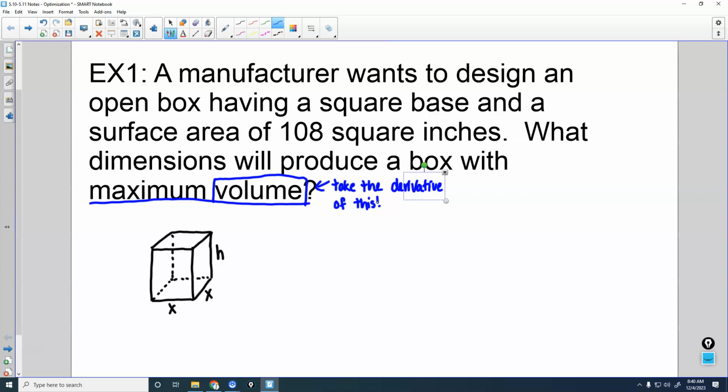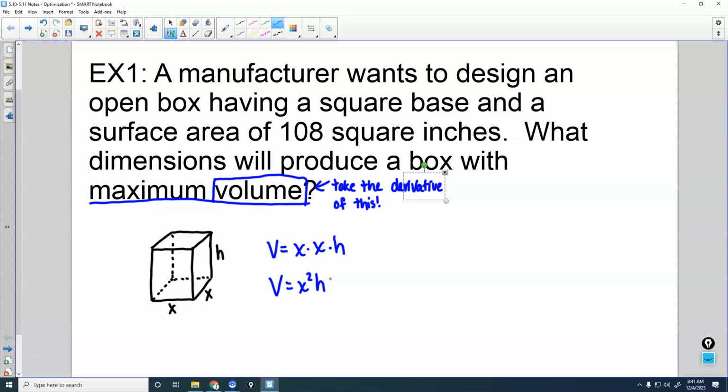However, the volume of this is very simple, right? It is x times x times h, or if I want, I can write it as x squared times h. Volume is just length times width times height. It's a very simple formula, but it is not a simple derivative because you have an x squared and an h, and thus far we do not know how to take a derivative of anything with those two separate variables right there. We are going to do something with related rates, but this is not a related rates problem.